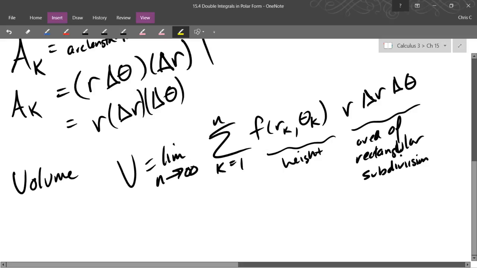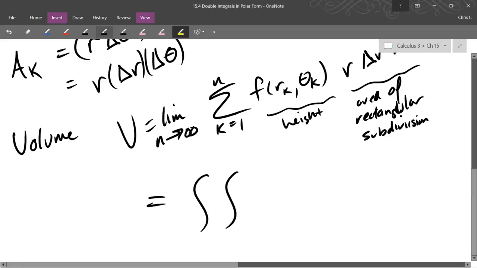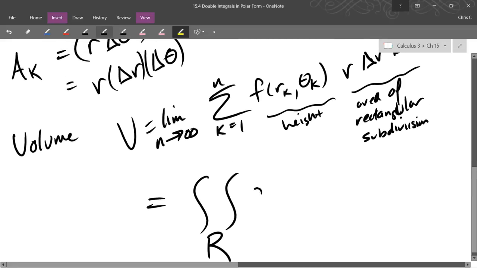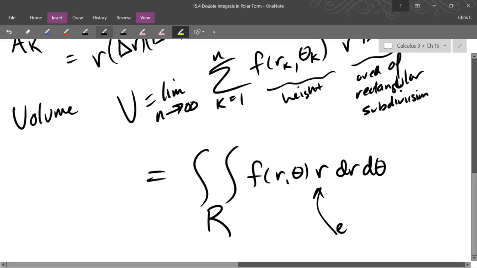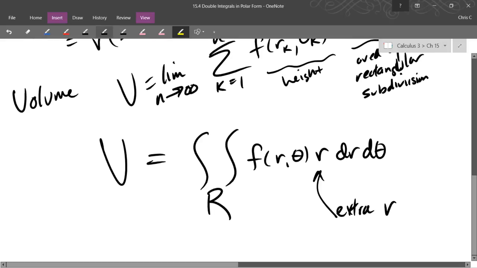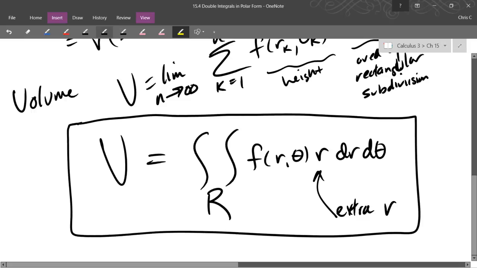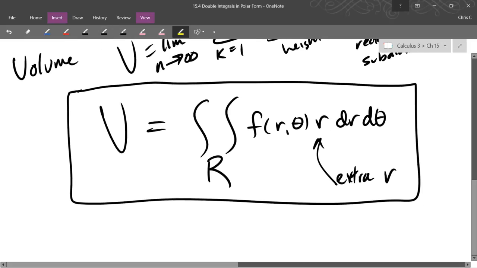And of course, we take the limit, which turns into a double integral, and delta r is dr, delta theta is d theta. So when we actually apply this limit, we get the double integral over the region R of f of r, theta. We get an extra multiply by r dr d theta. So there's an extra r in there. Don't forget about the extra r. So I put a little extra note. There's an extra r. It's almost exactly like volume before, except you have the extra little r dr d theta.